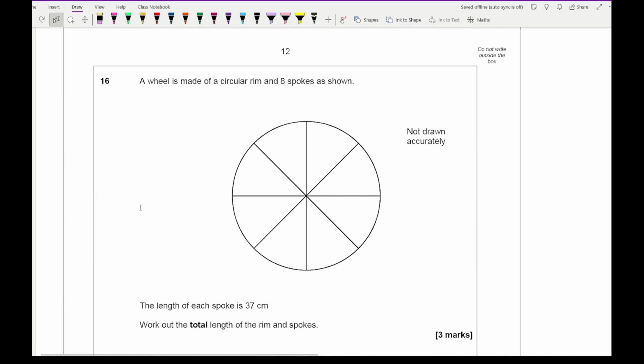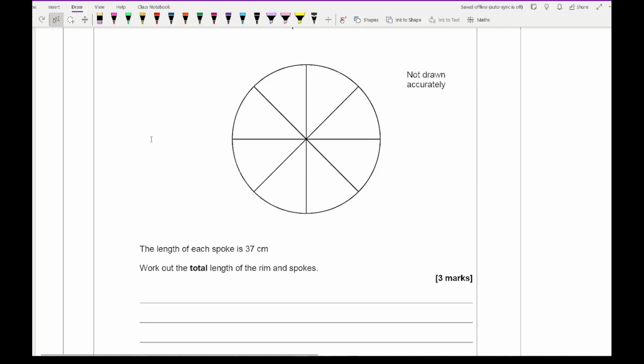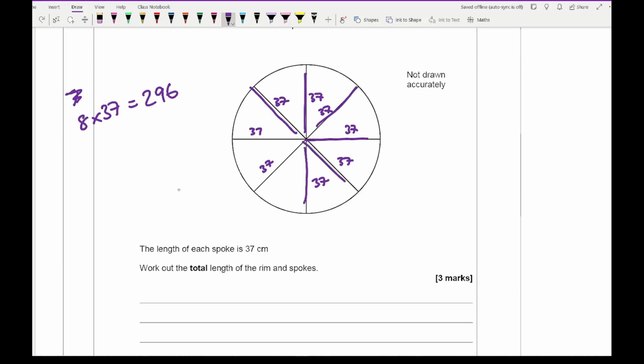The next question says that a wheel is made from a circular rim and has 8 spokes as shown. The length of each spoke is 37 centimeters. Work out the total length of the rim and the spokes. So each spoke has a length of 37. So the total amount of steel I need for the spokes is going to be 8 lots times 37. If I quickly type that into my calculator, 8 times 37 gives me 296. So that's what each of those straight edges are going to be.